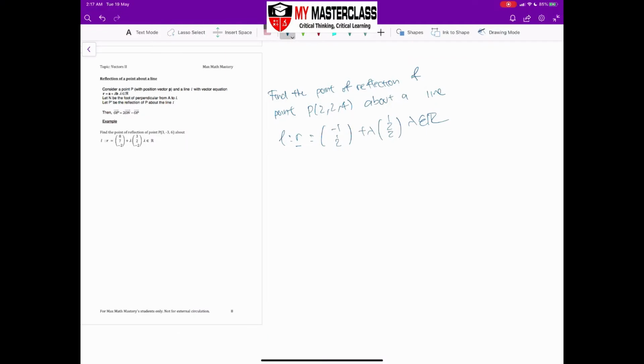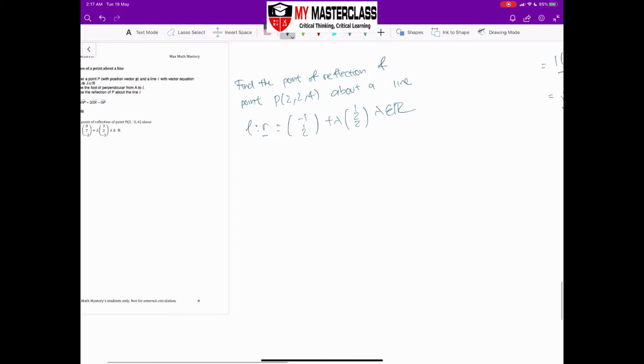The last part of vector 2 we're going to talk about is reflection of a point about a line. Reflection of a point about a line essentially will require us to find the foot of perpendicular first, followed by using the midpoint theorem or ratio theorem to find the reflected point. If I bother to go and draw it out, it's going to look something like this.